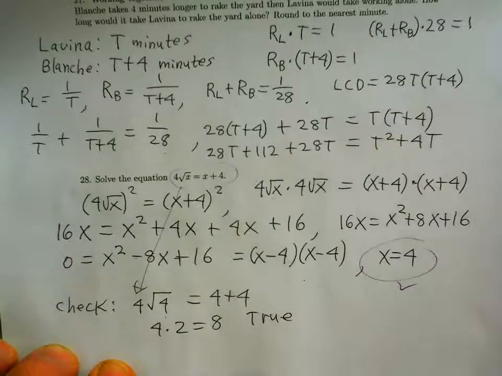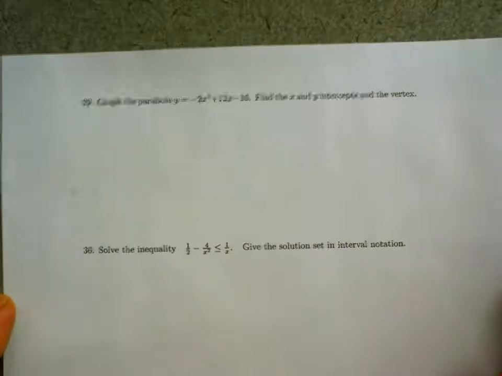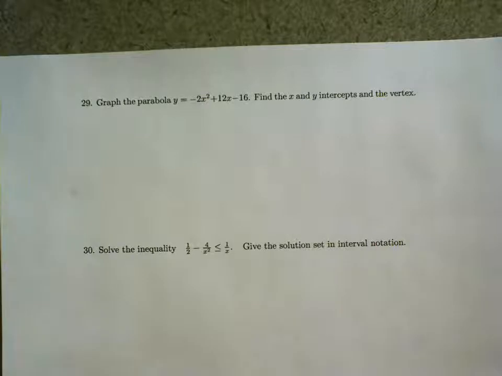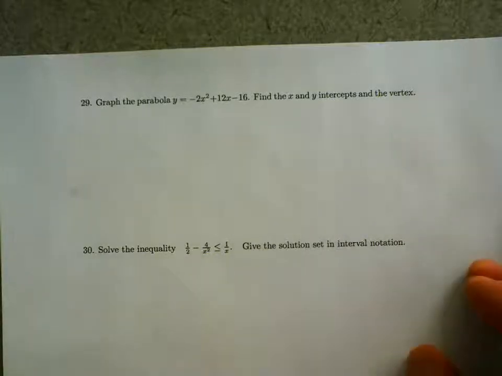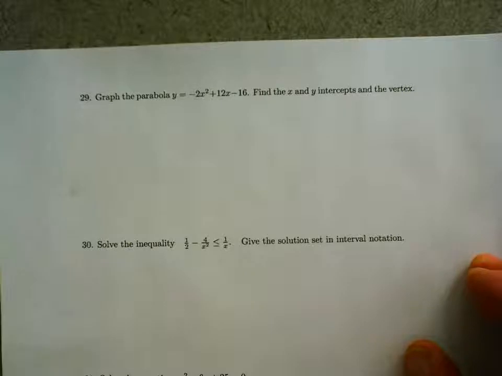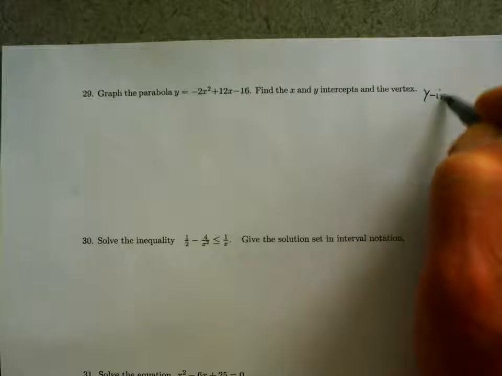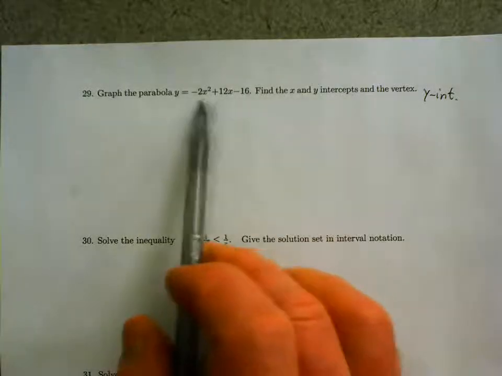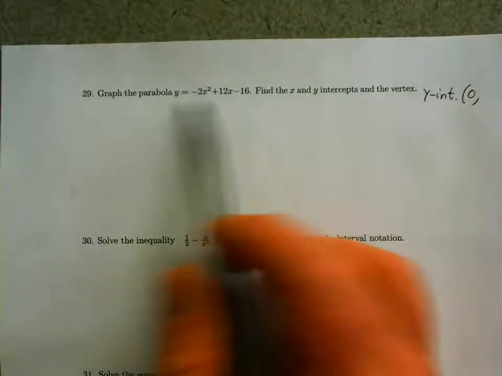All right, on the next page, this says graph the parabola y equals negative 2x squared plus 12x minus 16. Find the x and y intercepts and the vertex. Well, over here I'll write the y-intercept, since that's the easiest thing to find. Replace x with 0. And when x is 0, the y-coordinate is negative 16.